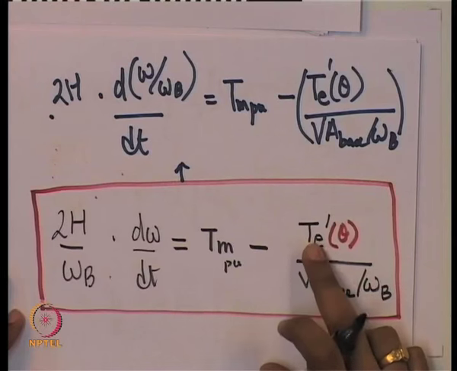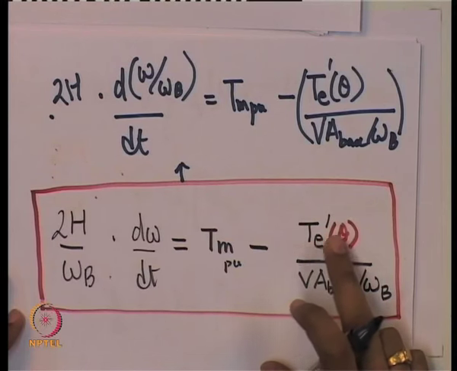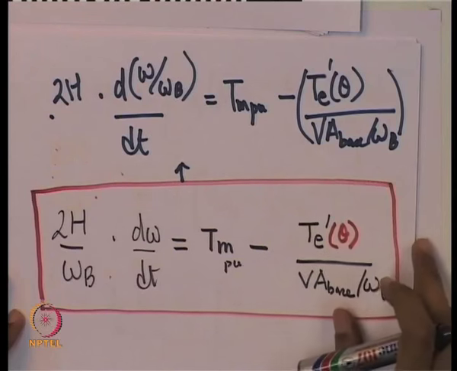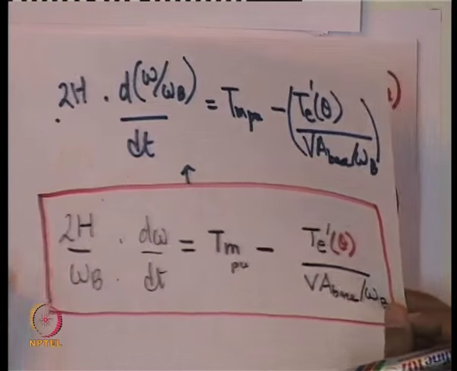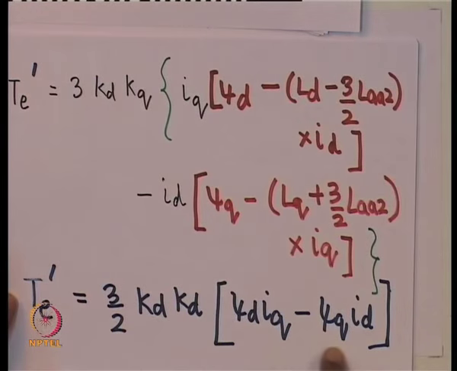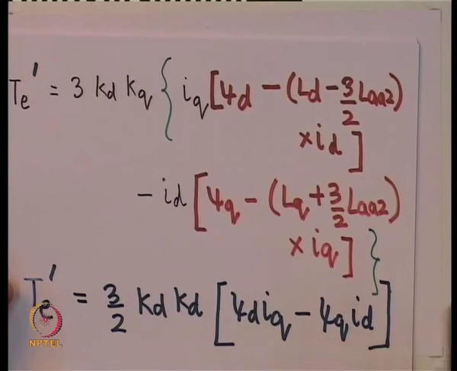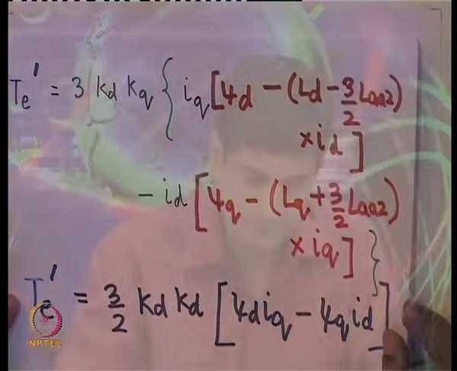We now get the torque equation. Remember what the torque equation was? If you recall where we were sometime back, T e dash we have actually found out right now, which I said was a function of theta, but of course, because we applied the dq transformations, it turns out that the theta does not come out explicitly if you express T e dash in terms of the dq variables. So, it is a very, very interesting and very neat expression we get for torque.